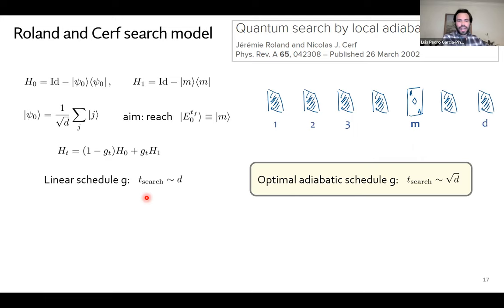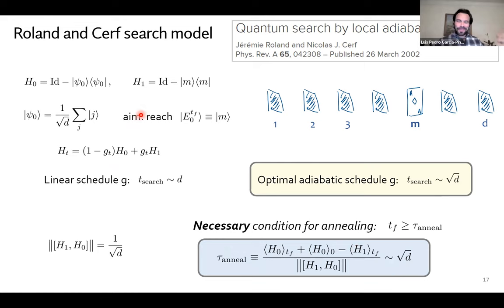But what Roland and Cerf found is that if you have an optimized schedule, which they can construct because in this simple model you can find what the gap is, then the optimal adiabatic schedule has a time scale that scales like square root of D instead. So you have a nice improvement in the time it takes you to find your item by considering an optimized schedule. Going back to what we did, because this is a very simple model, we can evaluate all of these things and evaluate what our bound is, and it turns out to give you something that scales like square root of D, and the prefactors also look very similar.